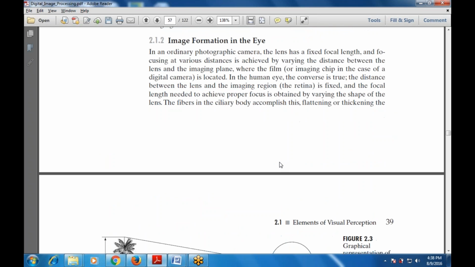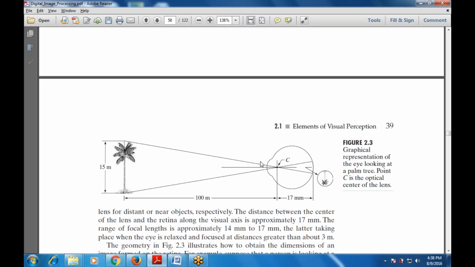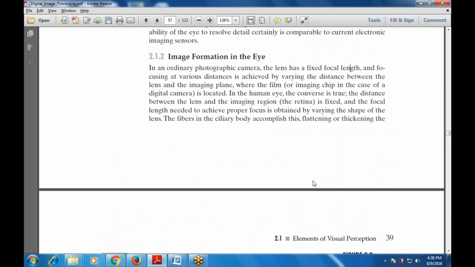When we talk about the ordinary photographic camera, the lens has a fixed focal length, and focusing at various distances is achieved by varying the distance between the lens and the imaging plane, where the film is located. So the imaging plane is where the film will be located over here. That is the graphical representation of the eye.